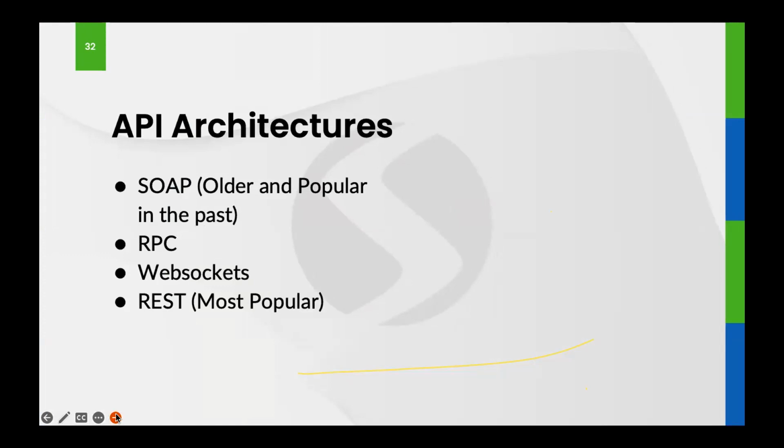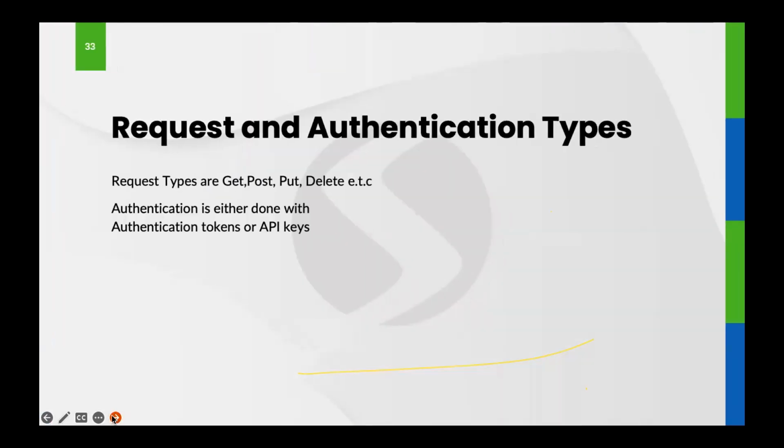The server does not store anything about us. Anytime we're sending a request, we send something. We send a unique identifier from our side to the server. So there are different types of request types under REST.